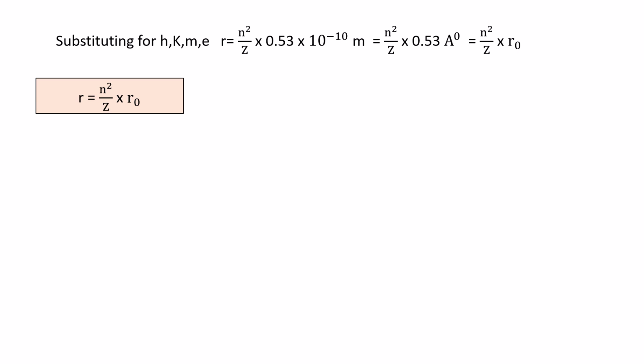You can substitute for K, h, m and e in this equation. We get r is equal to n square by Z into 0.53 into 10 raised to minus 10 meter, or n square by Z into 0.53 Angstrom. We can call this 0.53 Angstrom as r0. So r is equal to n square by Z into r0. This is the equation for the radius of an electron in an orbit.